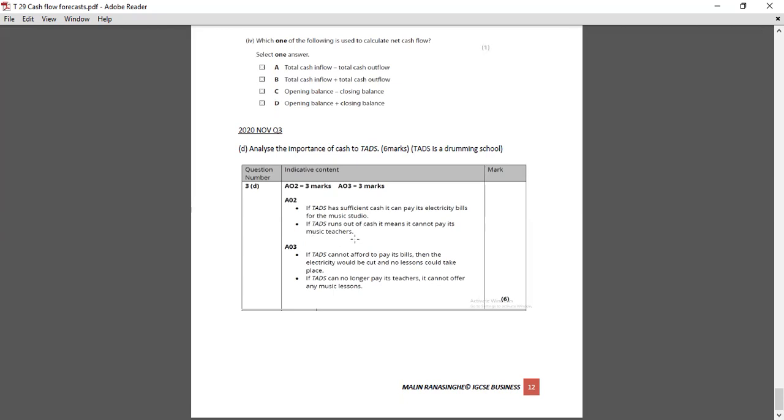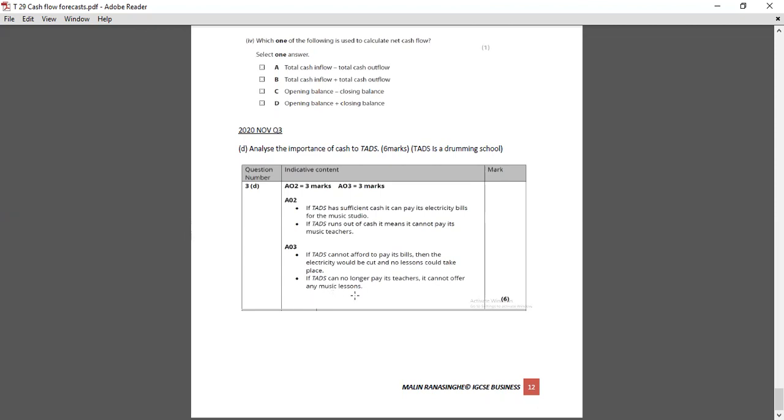Don't say the word employees, say music teachers. That is application. And then look at the analysis point of that. If TADS can no longer pay its teachers, it cannot offer any music lessons. That's the consequence: if you cannot pay the salaries of the music teachers, then they can no longer offer any music lessons.